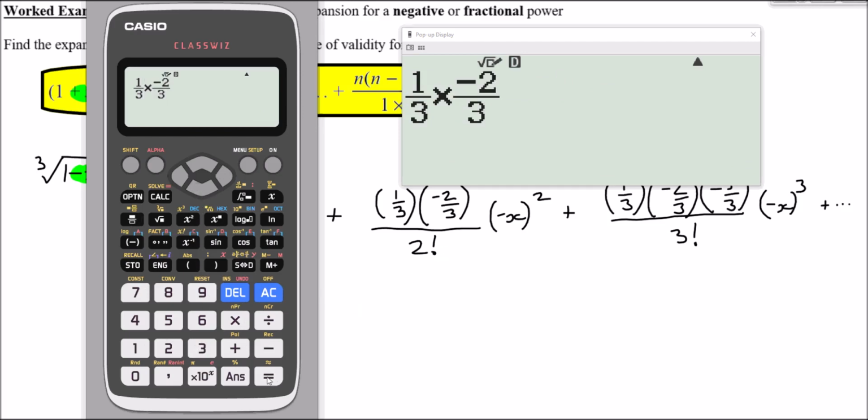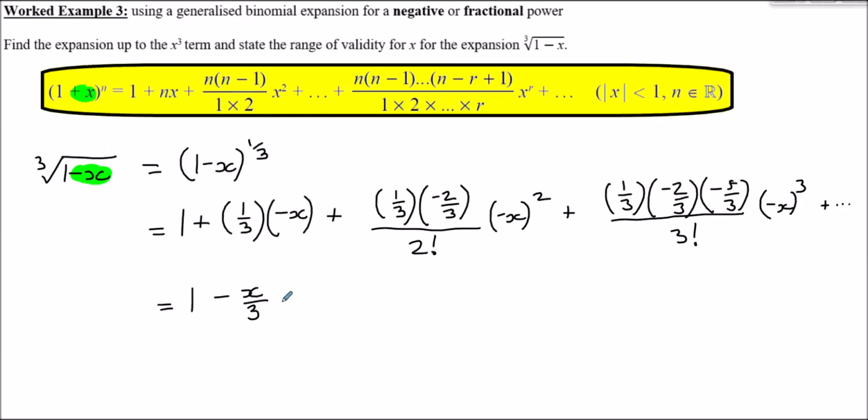And all of that we're going to divide by 2 factorial. So divide by 2 factorial. We get minus 1/9. So it's minus 1/9 of x squared, or minus x squared over 9, if you want to write it like that.